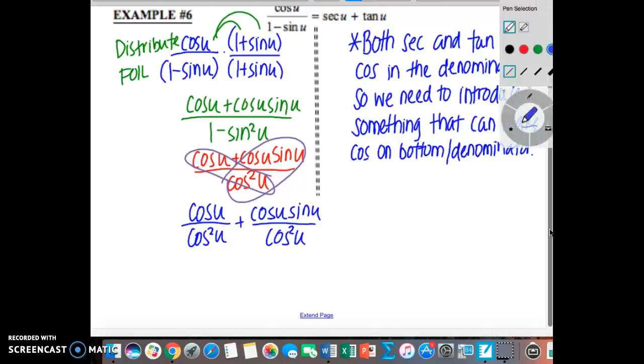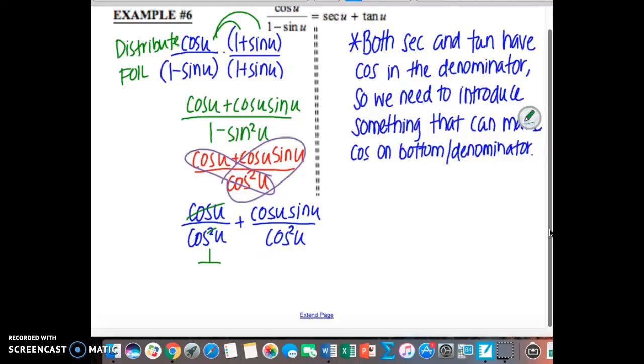Now let's think about what can cancel off. We have a cosine on top and a cosine squared on the bottom. The cosine and the squared will cancel, and we are just left with 1 divided by cosine of u plus, and then if we have cosine of u sine of u divided by cosine squared of u, again, that cosine on top and the squared will cancel, and we are left with sine of u divided by cosine of u.